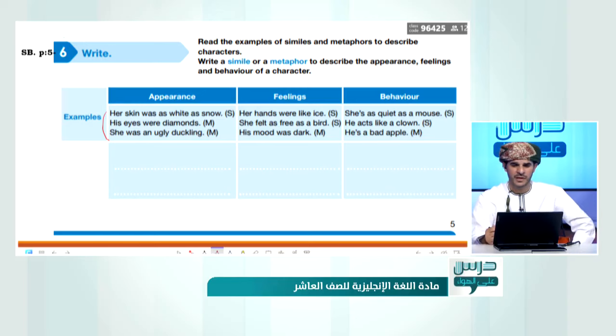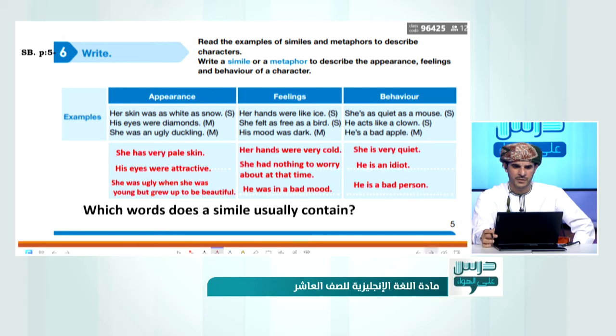Find out, try to find out more about them. What do they mean, these ones? Her skin was as white as snow. It means what? She has very pale skin, very pale. His eyes were diamonds, very attractive, beautiful eyes. She was an ugly duckling. She was ugly when she was young, but grew up to be beautiful.